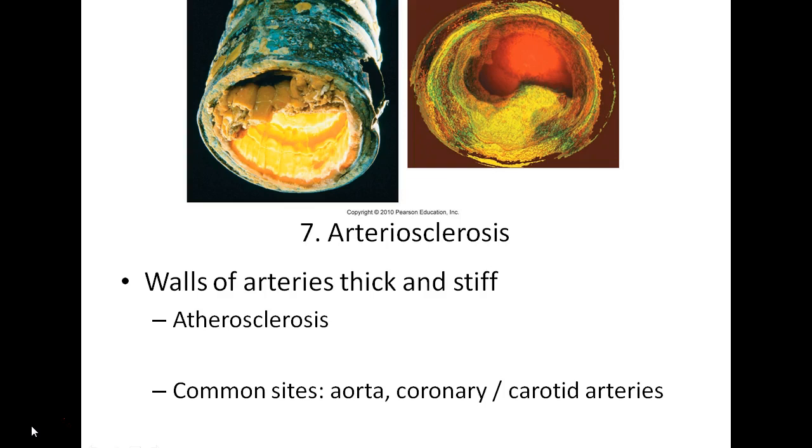And this atherosclerosis is characterized by the presence of an atheroma. And that atheroma is going to lead to thickening of the tunica intima, and therefore a narrowing of the arterial lumen. And that can be viewed in the above images showing how the lumen is substantially pinched off. Common sites for these homeostatic imbalances include the aorta, the coronary, and the carotid arteries.